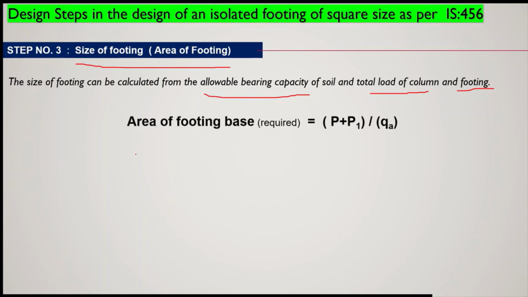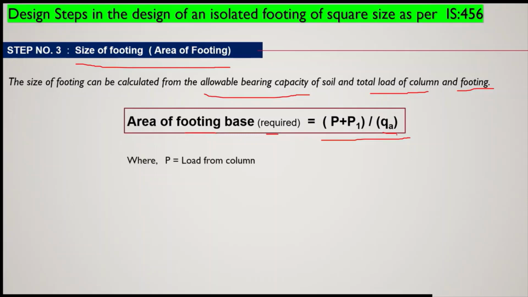Now how to find out the area of footing base? So required area of footing base, we can take this formula. Here P is the load of the column plus P1 is the self weight of the footing. So combined load will be taken and divided by QA, where P is the load from the column and P1 is the self weight of the footing, which we will be assuming 10 to 20%. We can assume 15%, 18% as per our requirement. And QA is the allowable bearing capacity of the soil.